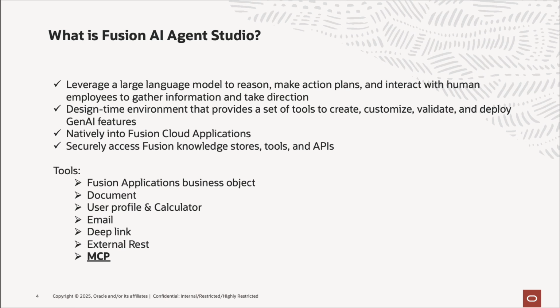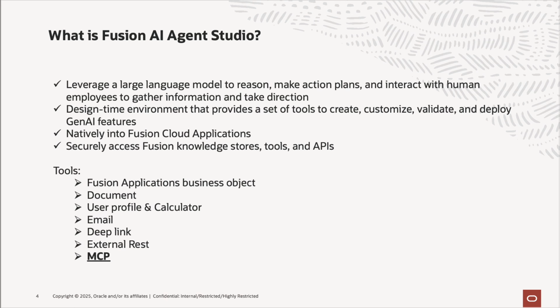Some of these tools are the business object tool, which provides access to the Fusion knowledge stores. All the underlying business objects within the Fusion applications, you can access those. And again, since this is native to the Fusion Cloud, you're not making a call outside. There's a document tool. In this example, we'll take a look at that as well. You can upload a document and then the agent can scan through the document and get you an answer based on the question asked.